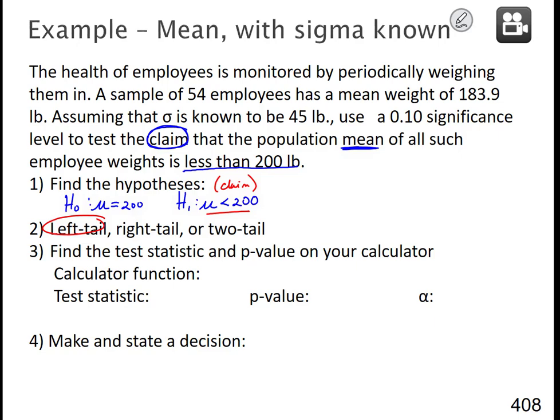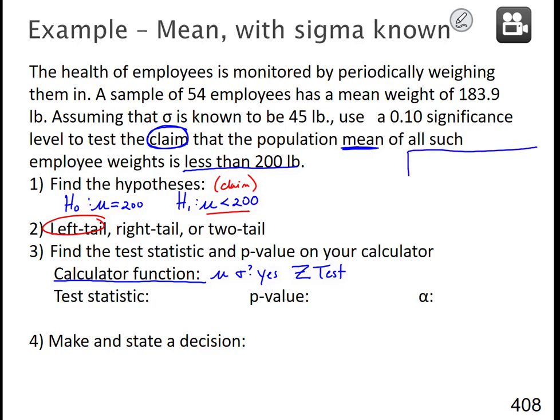And now we go to the work. Find the test statistic and p-value on your calculator. What calculator function are we going to use? Well, we already know there's a mu, so it's either z or t. And is there a sigma? Yes. So this time it will be a z test.